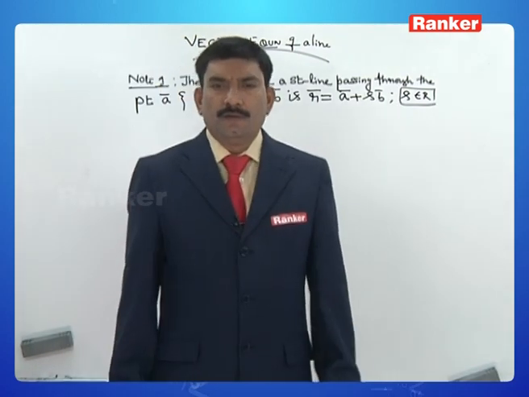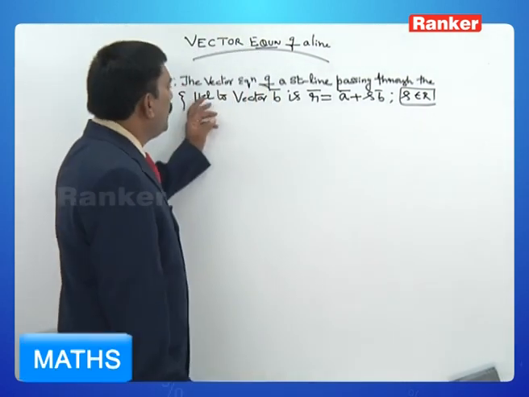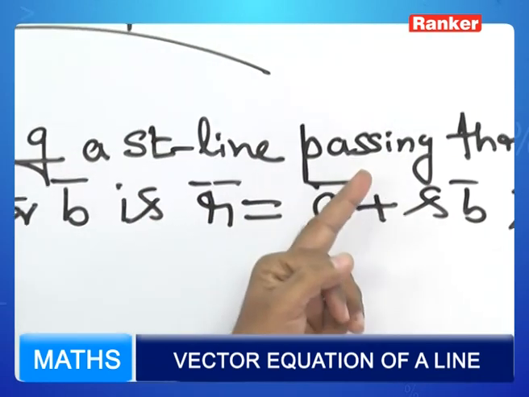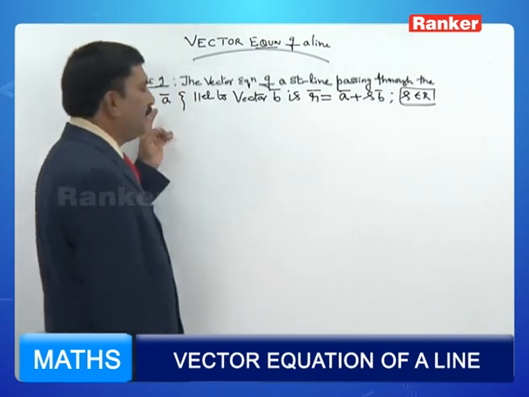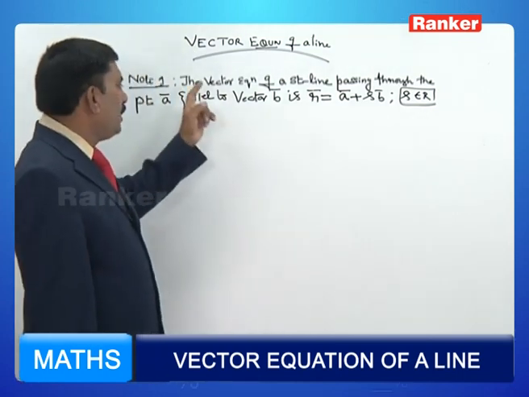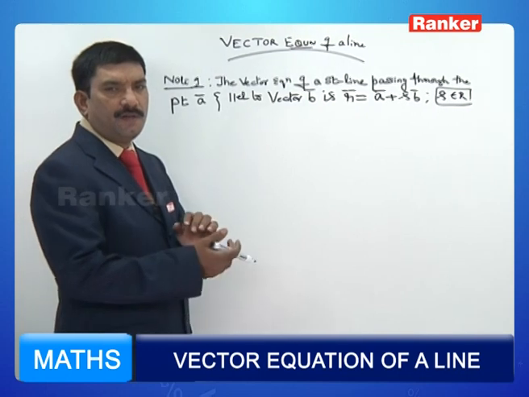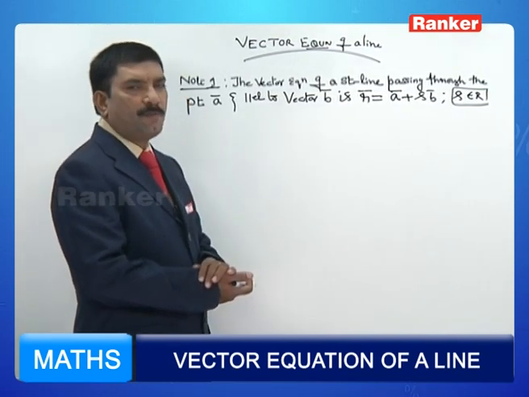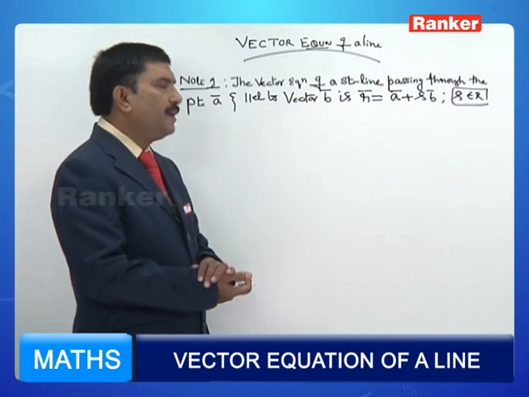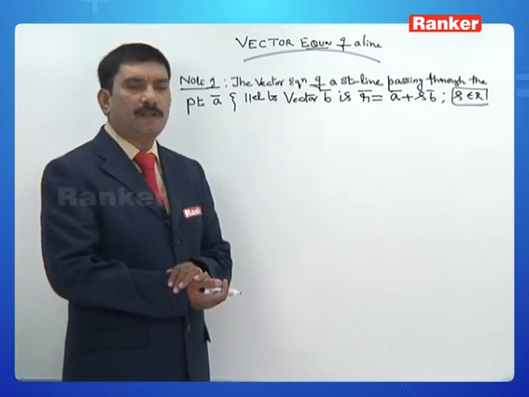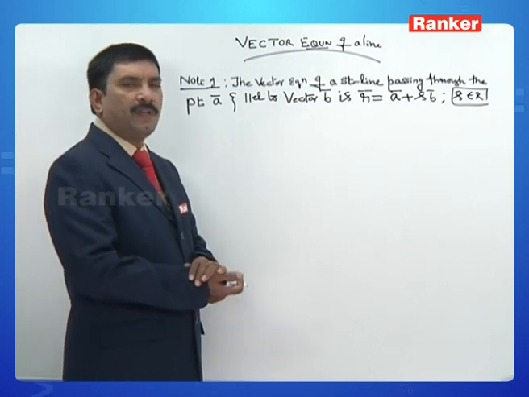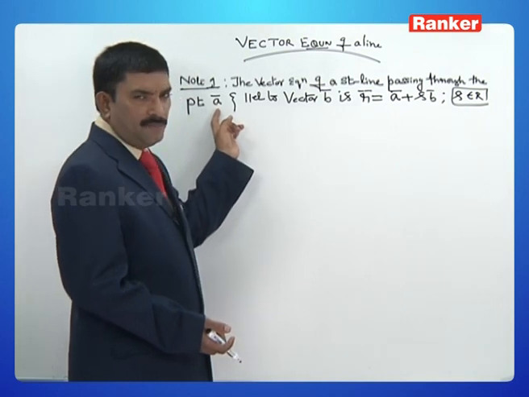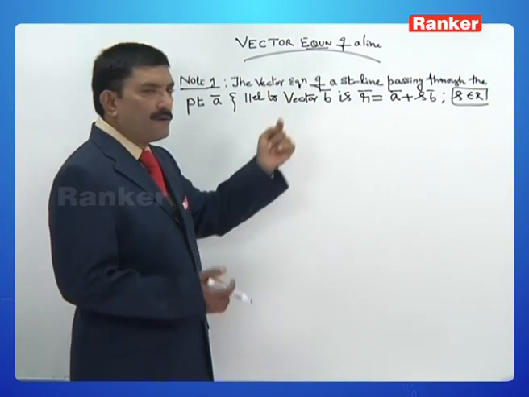Right. So, the very first theorem is the vector equation of a straight line passing through the point A bar and parallel to the vector B bar is R bar is equal to A bar plus S B bar, where S belongs to R. S is a scalar. Now look here, point A bar means it's a position vector of a point A, and the line is parallel to what vector? B bar.